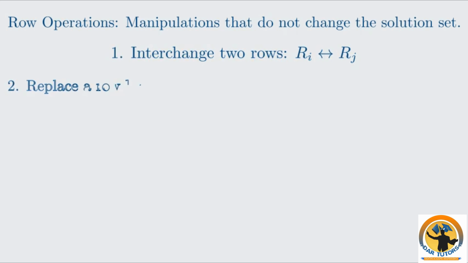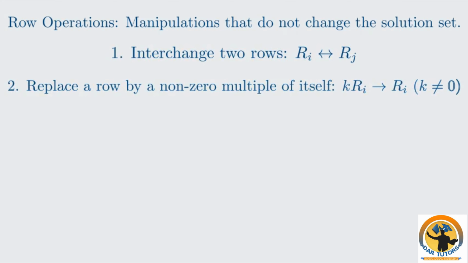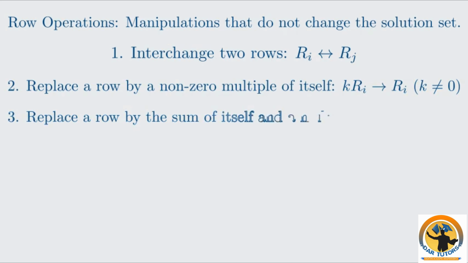Second, we can replace a row by a non-zero multiple of itself. This is equivalent to multiplying an entire equation by a constant. Third, and most importantly, we can replace a row by the sum of itself and a multiple of another row. This is the matrix equivalent of the elimination method you may have used for 2x2 systems. Let's see these in action with an example.